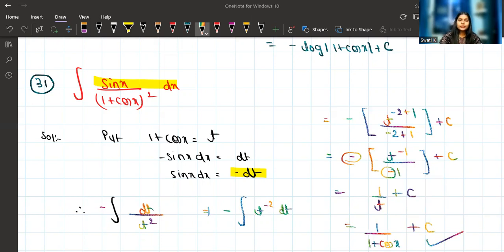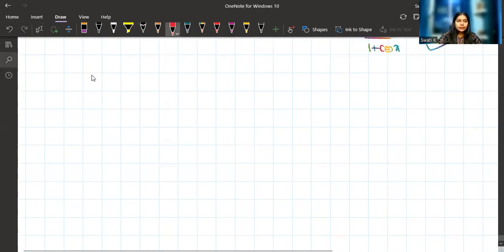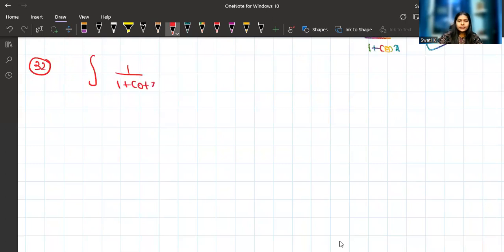Let's go to the 32nd question now. In the 32nd question, we have to integrate 1 upon 1 plus cot x. Now, all these questions are almost similar. It's just a little bit tricky, by writing the terms in cot x. Otherwise, it is very, very simple. Okay, so let's do this.